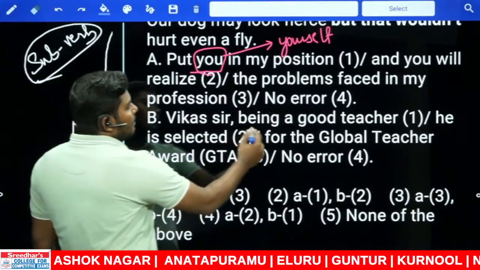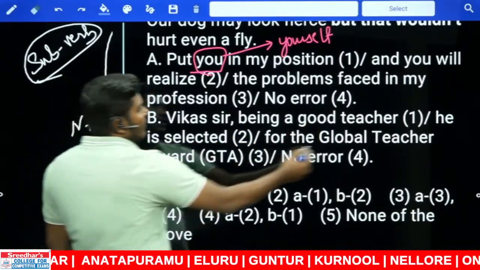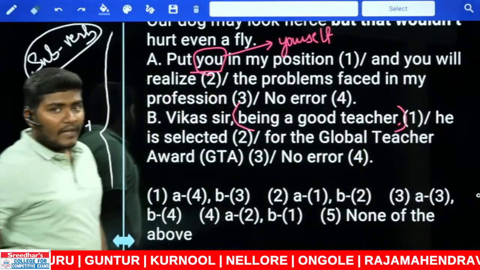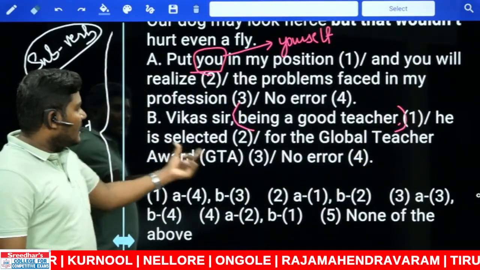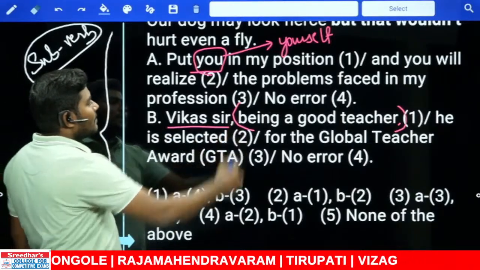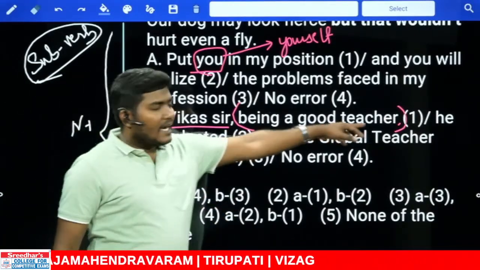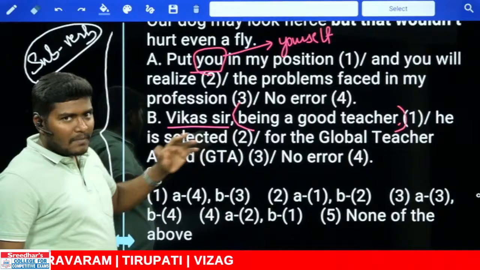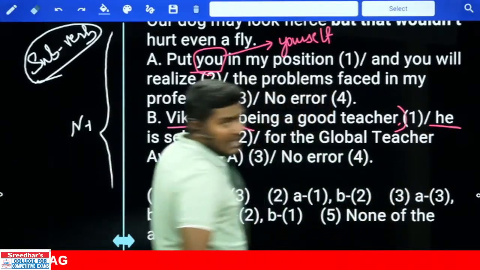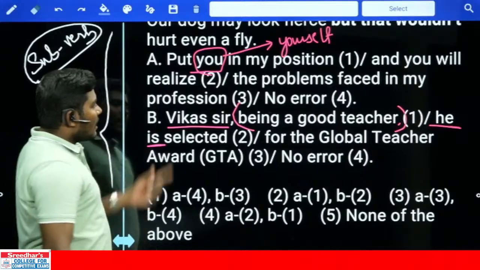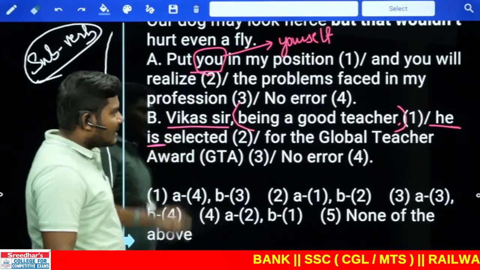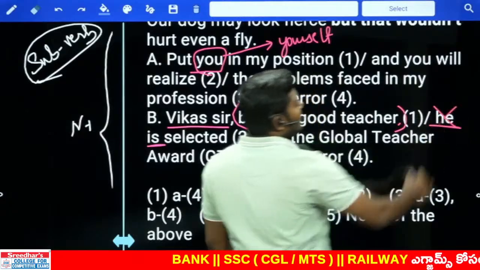"Vikas sir being a good teacher, he is selected." You can close the bracket from here to here. Absolutely, there is a mistake. Can you tell me the correction? The subject of the statement is Vikas sir. This is an additional phrase speaking about Vikas sir, but that is not the verb agreement. Where is the verb? After that, again, what is given? "He," and there is a verb, "is." Now, "Vikas sir is" or "Vikas sir he is"? What is the correct one? "Vikas sir is." There cannot be a pronoun again. This is the repetition of the pronoun.